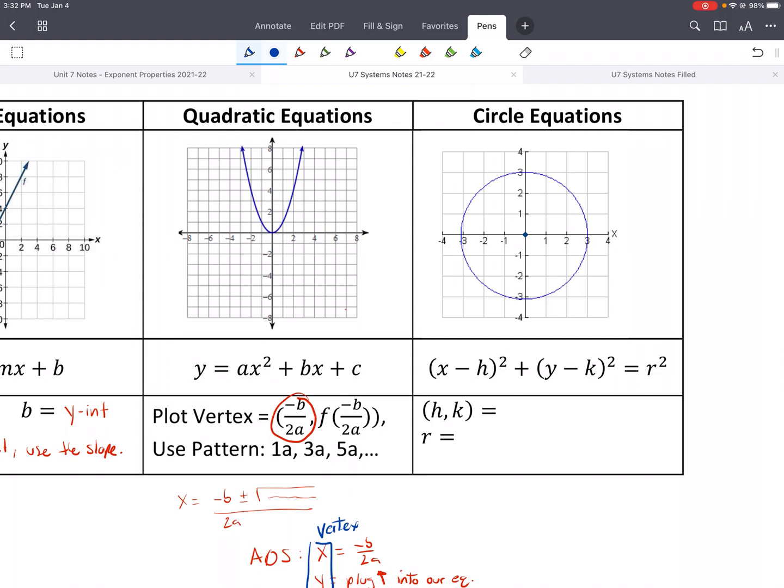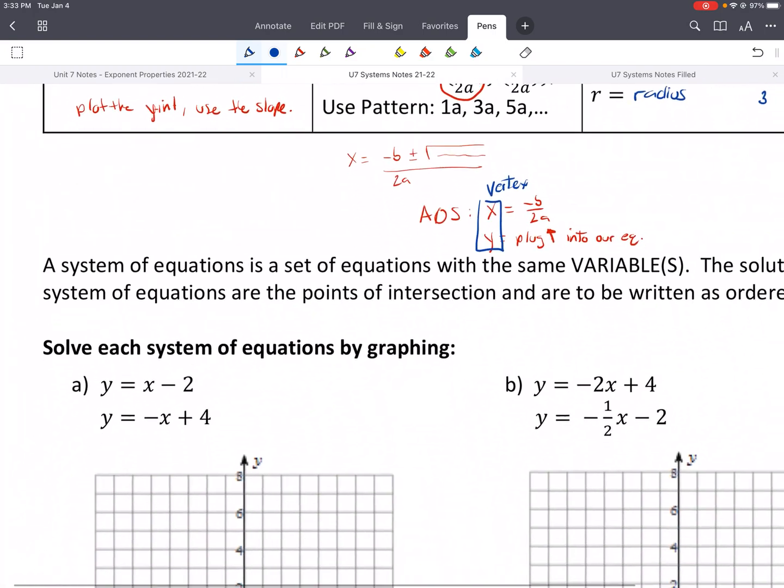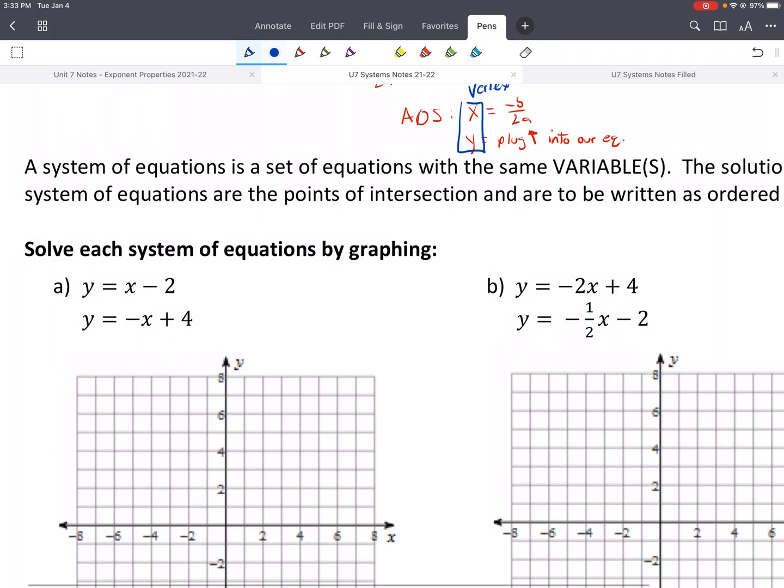And then we are going to graph equations that are circles, and that's what we talked about last time. Again, h and k is your center, and r is your radius, just your distance between. So for this example, it looks like our center would be 0, 0, and our radius is 3. Again, what we want to do for all of these is graph the equations, see where they intersect, and write them down as ordered pairs.